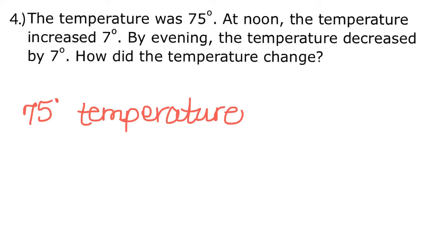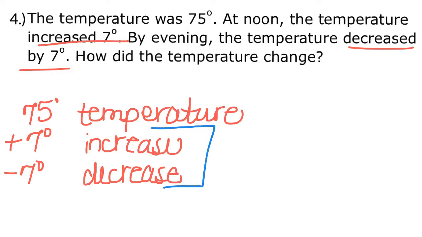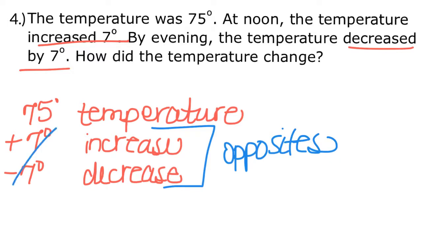At noon, the temperature increased 7. Do you think that's a plus or minus? Plus. So we have a 7 degree increase. And then it decreased by 7 also. So if increase is a plus, then decrease is a minus or a negative. Do you see any opposites here? Do we have opposites in this example? Very good. Plus 7 minus 7 is opposites. Opposites cancel, so we end up still with just a 75-degree temperature.